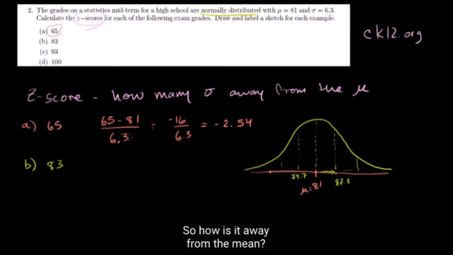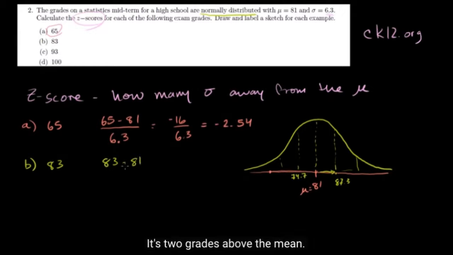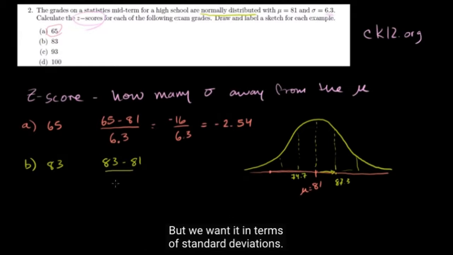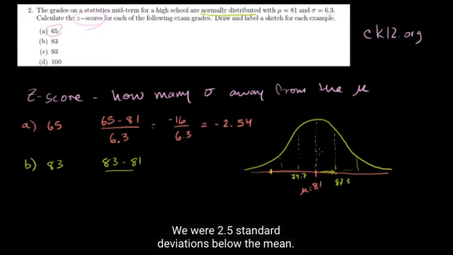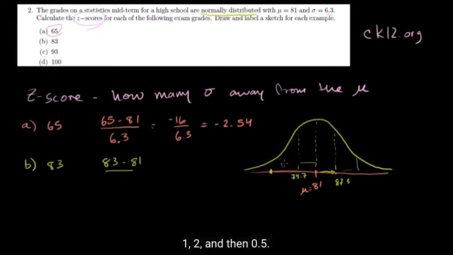83. So how far is it away from the mean? Well, it's 83 minus 81. It's 2 grades above the mean. But we want it in terms of standard deviations, how many standard deviations? So this was part A. A was right here. We were 2.5 standard deviations below the mean. 1, 2, and then 0.5. So this was A right there, 65.